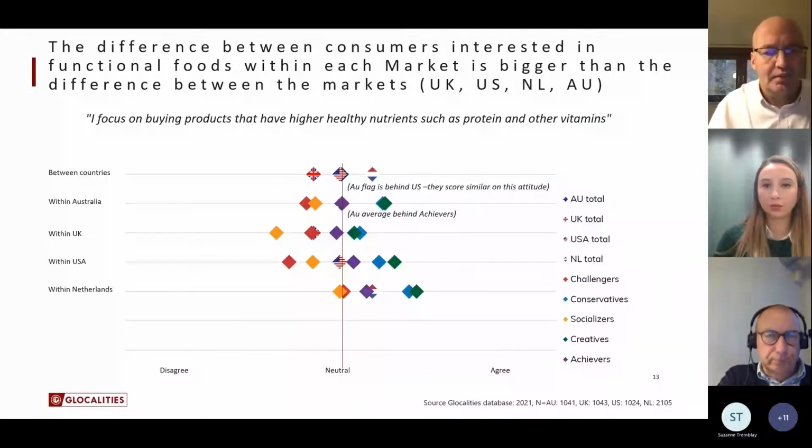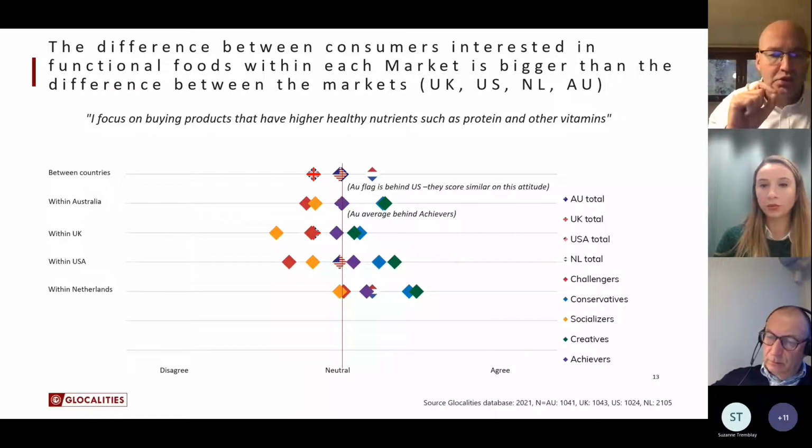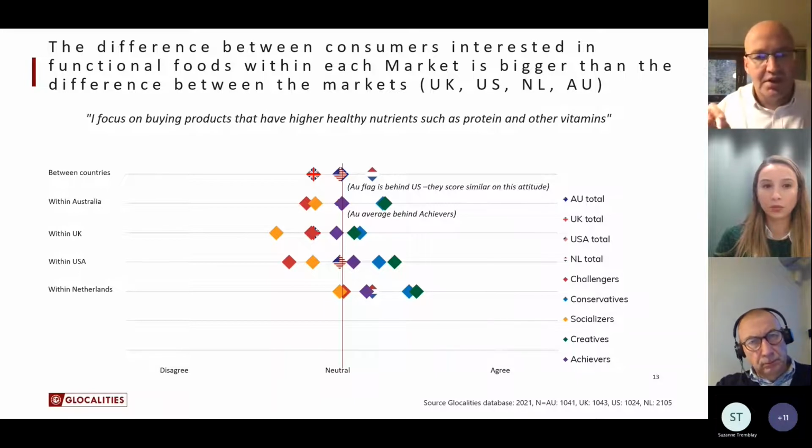Thank you. And here, this is to look at the differences between markets. Now, this is not just one slide. We literally have hundreds of these statements that are related to values or trends. Here, consumers that focus on healthy ingredients such as protein and vitamins. We see 4 markets here: the US, the Netherlands, Australia, which is right behind the US market, and the UK.